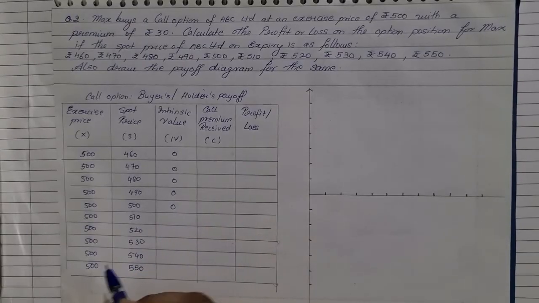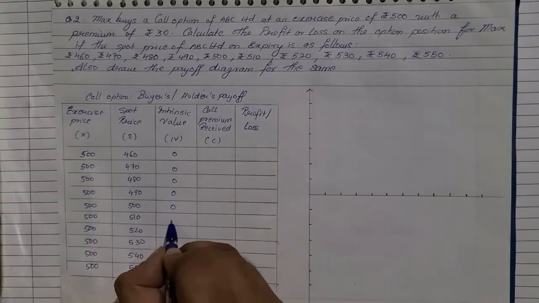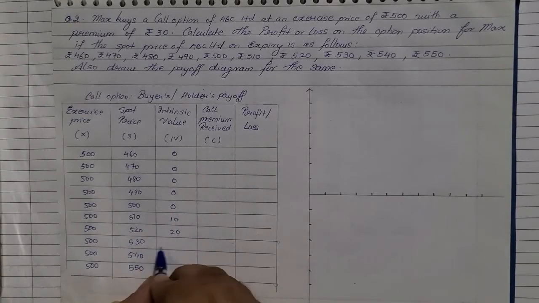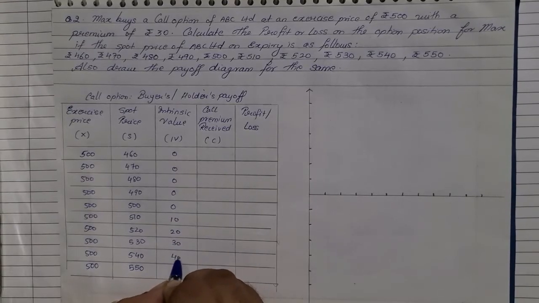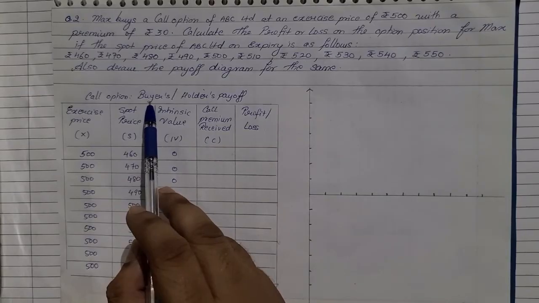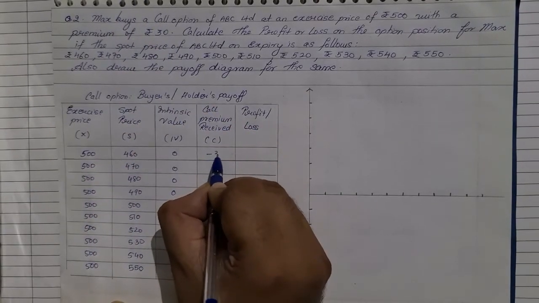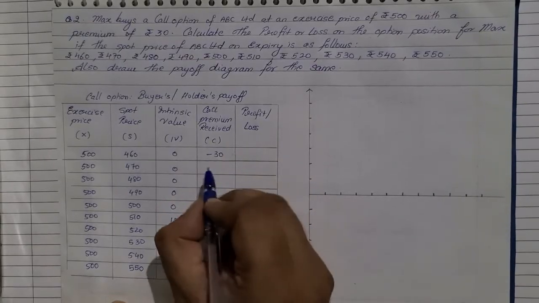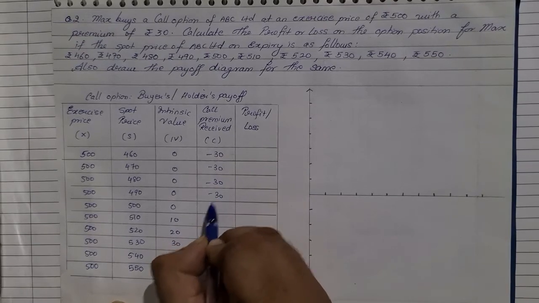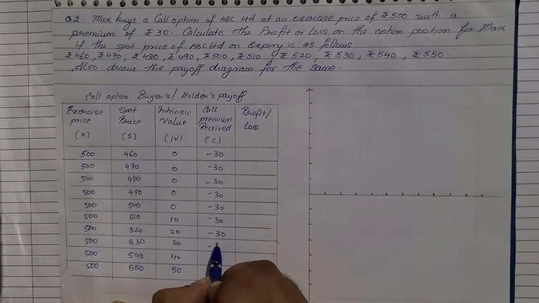Thereafter there will be a positive difference between the exercise price and the spot price. So 500 and 510, the intrinsic value is 10. Next it will become 20, then the difference is 30, 40 and 50. Since there is a buy call, the premium value in this case will be negative 30. So for all the cases the premium value will be negative 30. We are noting down all the values as negative 30.